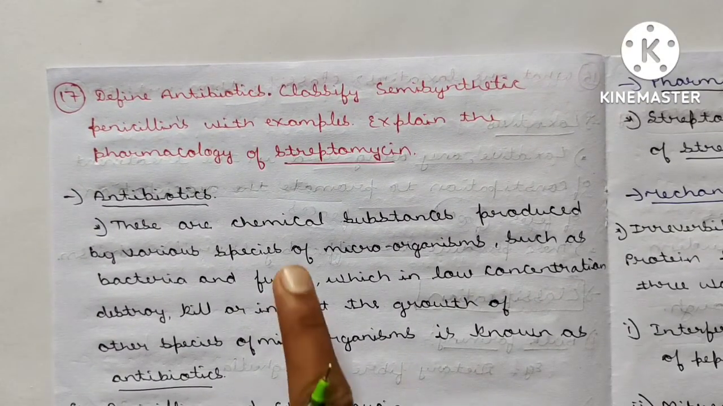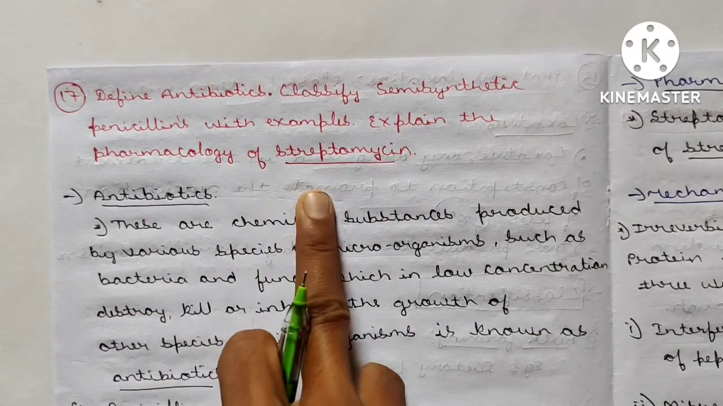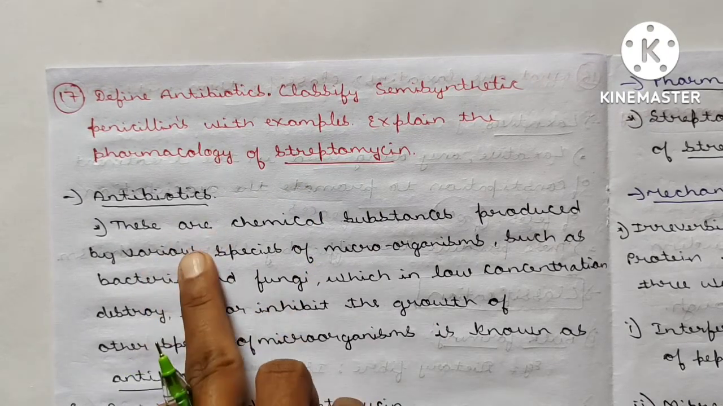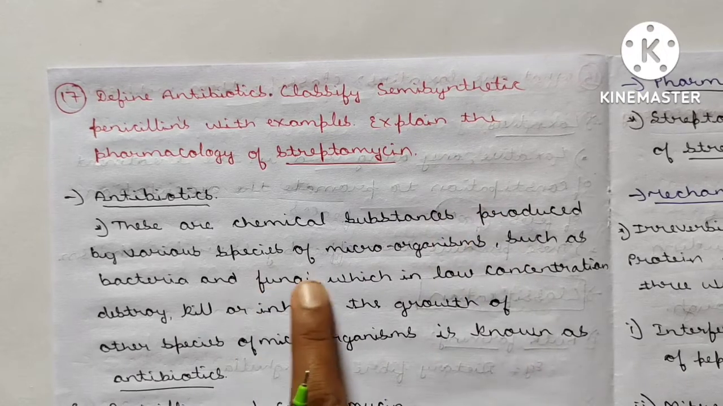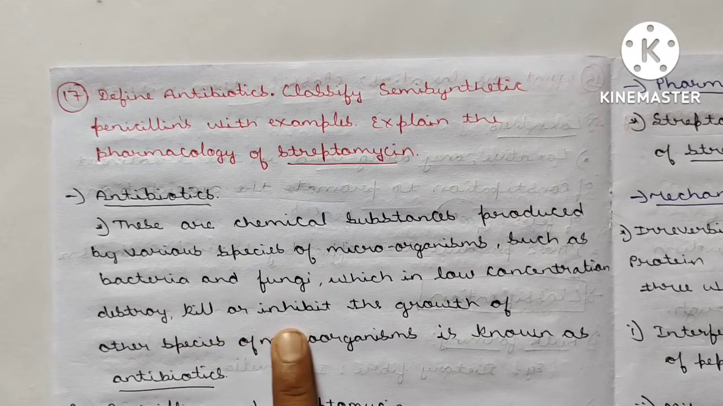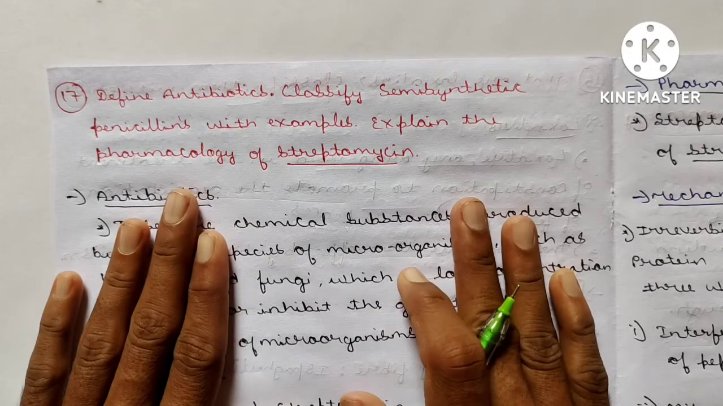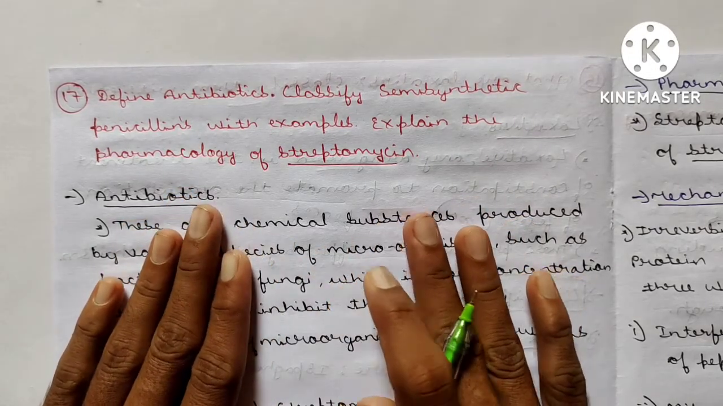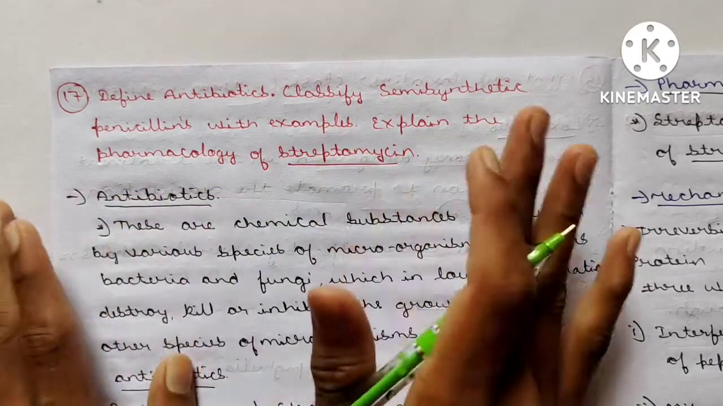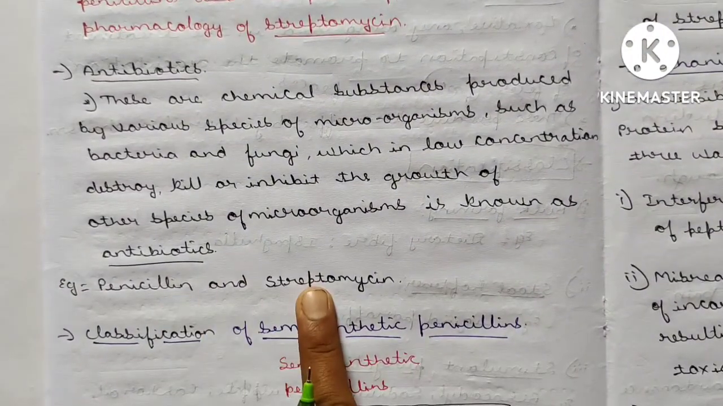Define antibiotics. Classify semi-synthetic penicillins with example. Explain the pharmacology of streptomycin. Streptomycin is an antibiotic. See, antibiotics are chemical substances produced by various species of microorganisms such as bacteria and fungi, which in low concentration destroy, kill or inhibit the growth of other species of microorganisms. These are known as antibiotics. Simply, antibiotics are used to kill or inhibit the action of bacteria or fungi.